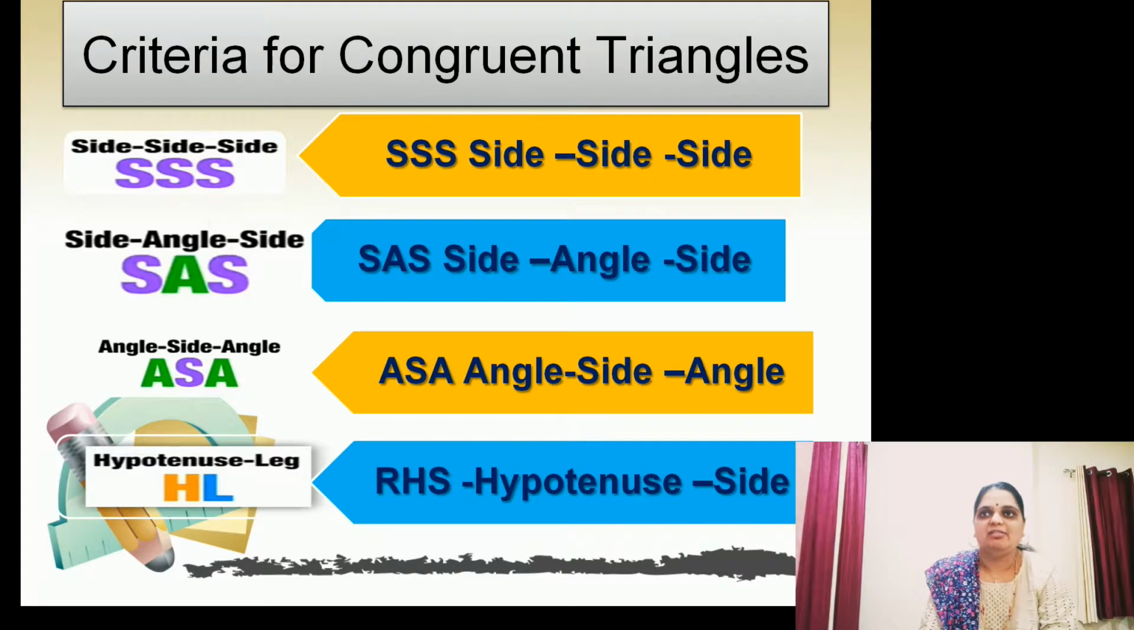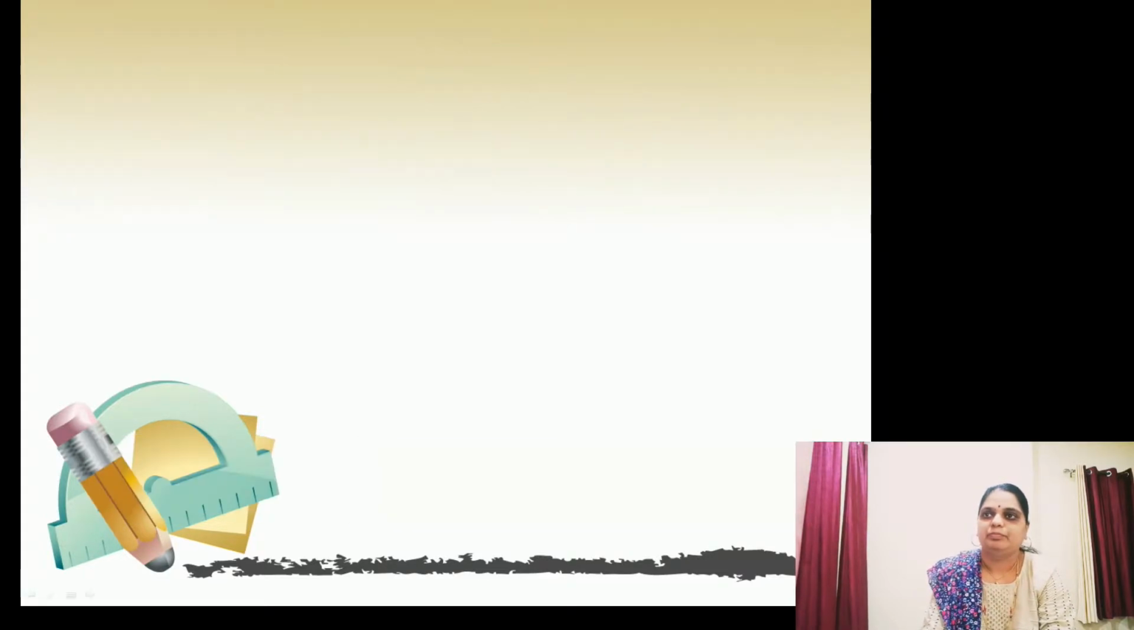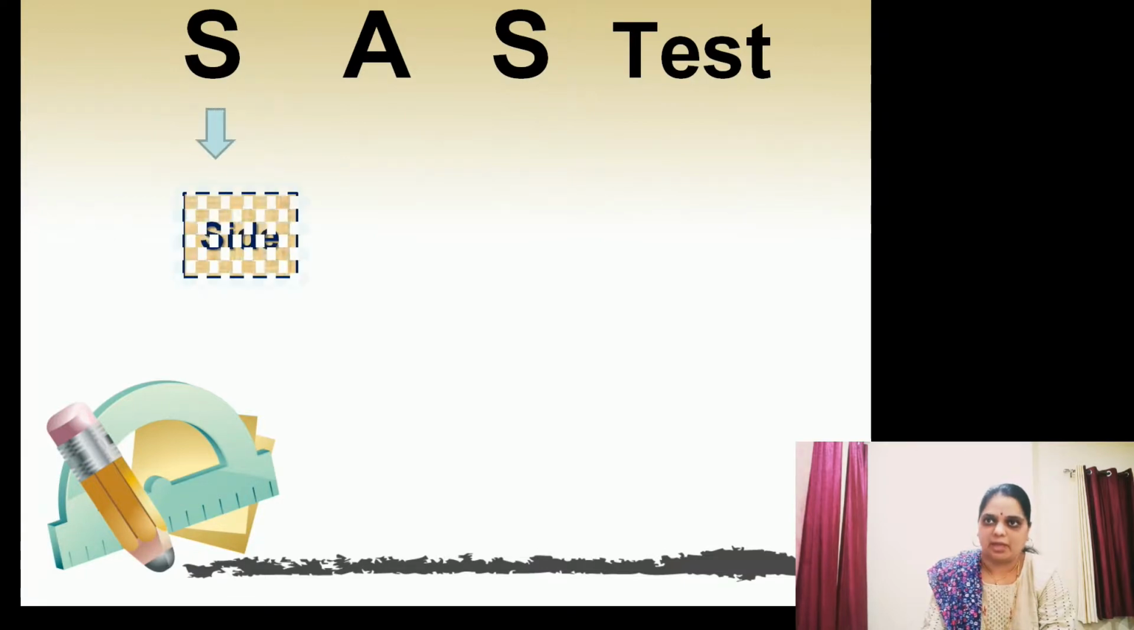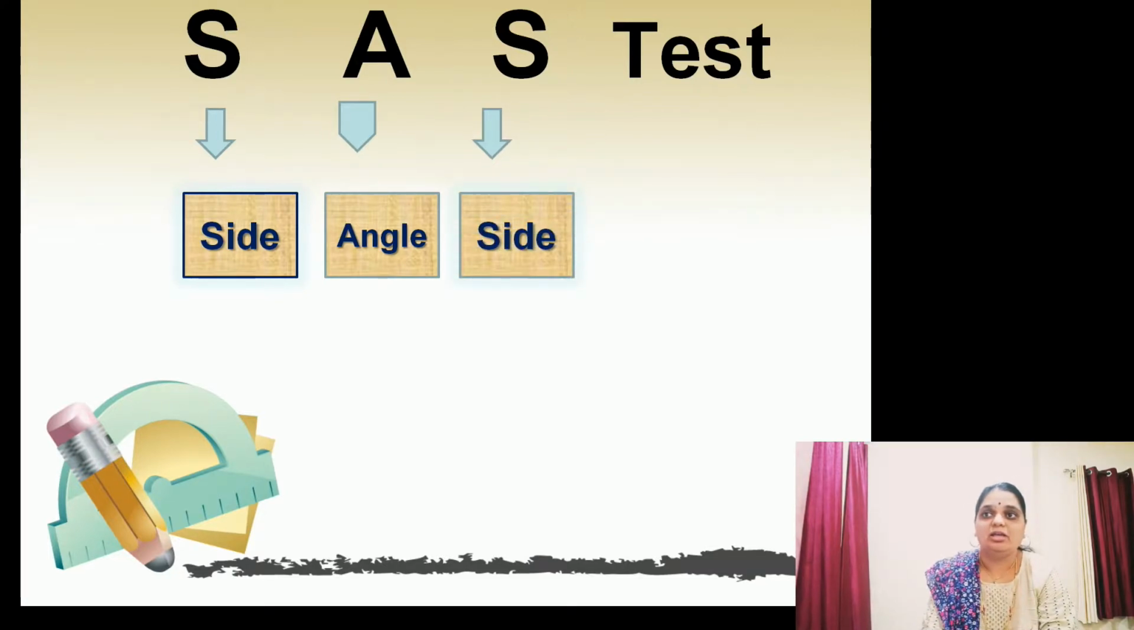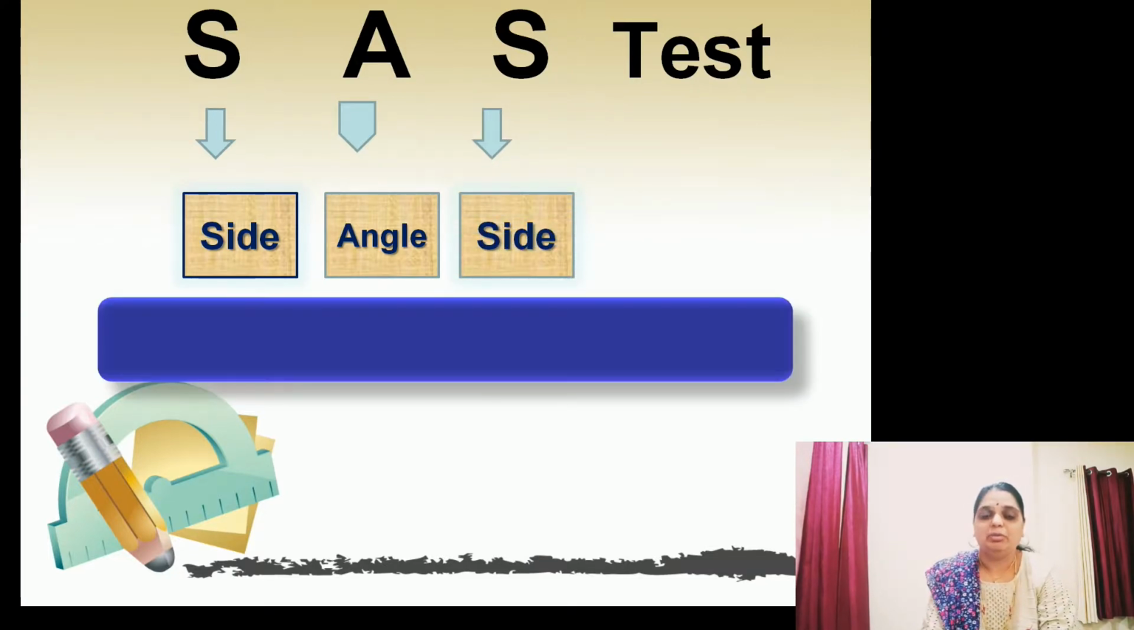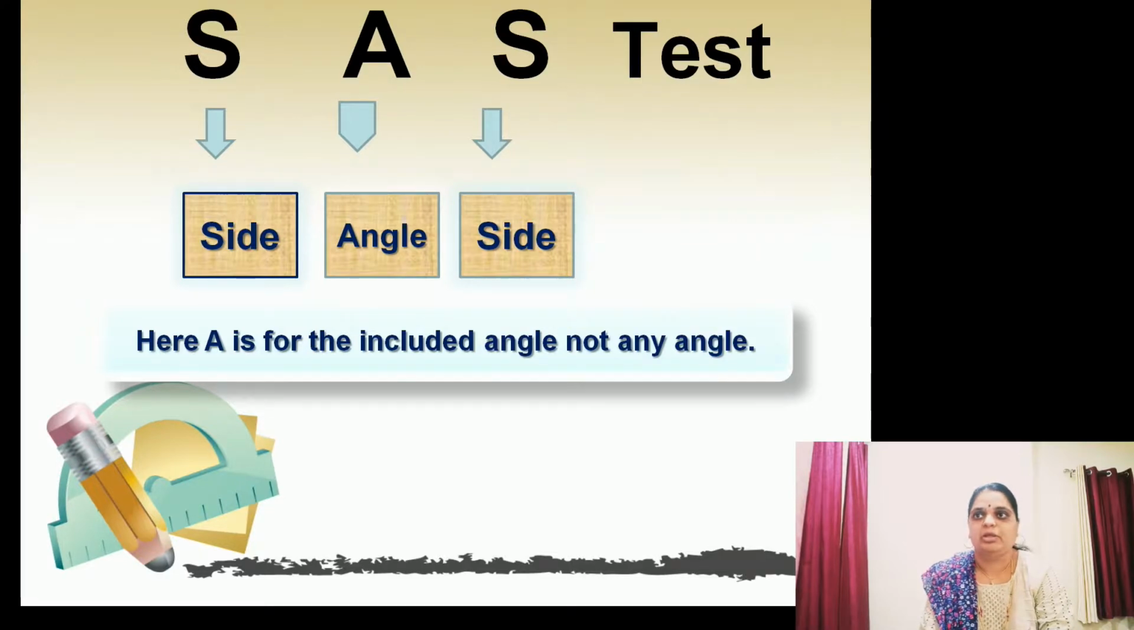We see the SAS test. S means side, A means angle, and S means side. Here we see the angle is not any angle. The angle is the included angle in between two sides.